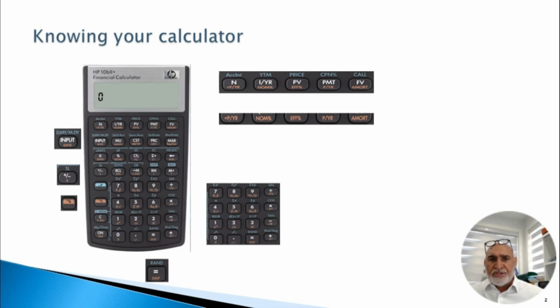Underneath the white buttons, you also have these yellow buttons, and we will be using the yellow tabs also. To get to the yellow tabs, you have to press this yellow tab, the second function button. It's called the second function. There's also a blue tab right here, which will not be used for our course. So let's get started on this.